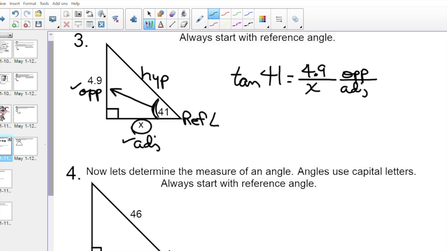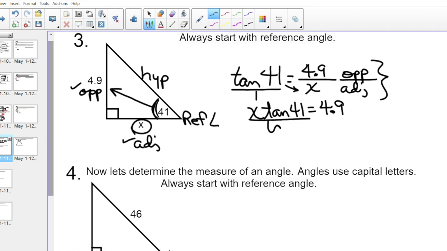Now we have a little different scenario here on this side about a calculator. People can show you two different ways, and I'm going to show you two ways here, their way, and then I'm going to show you what I would like for you to think about too. Of course, you cross multiply, that'll be x tangent 41 equals 4.9. Then you would divide by tangent 41.